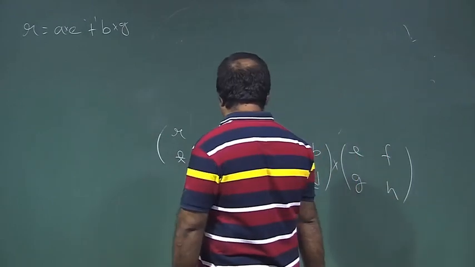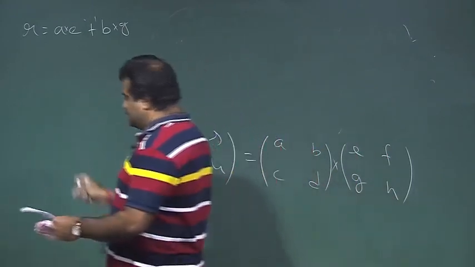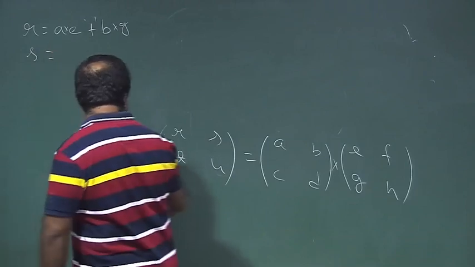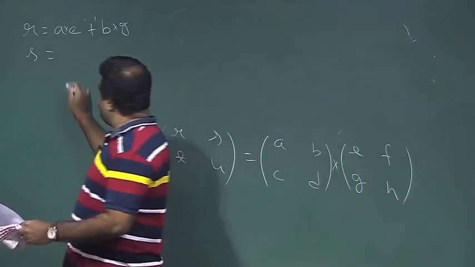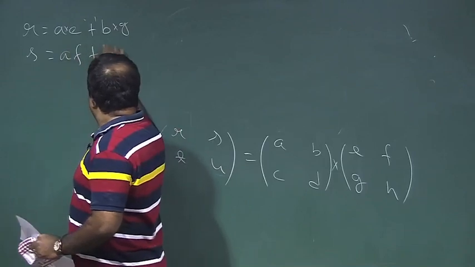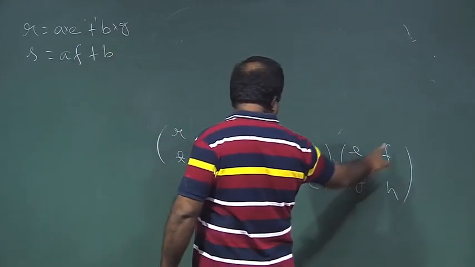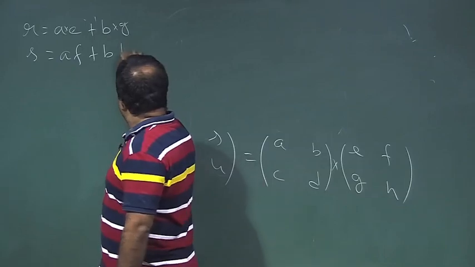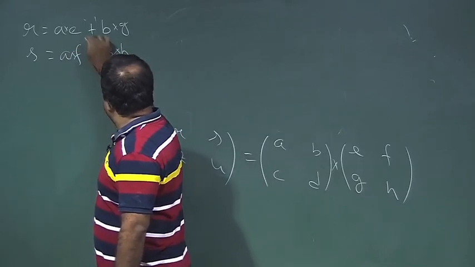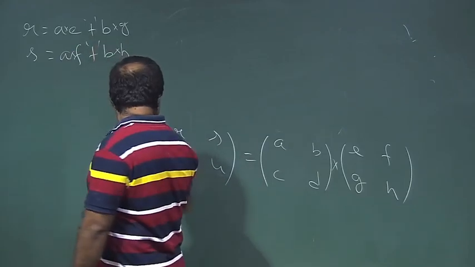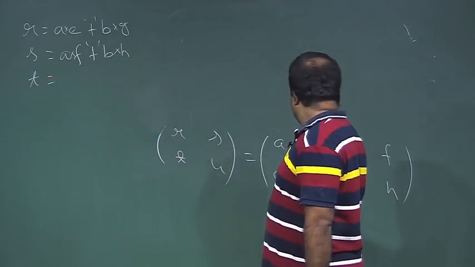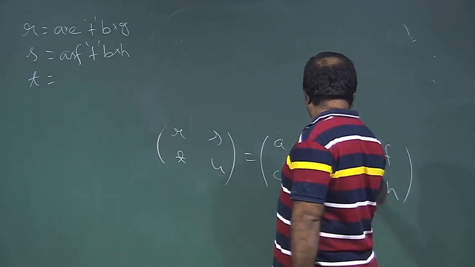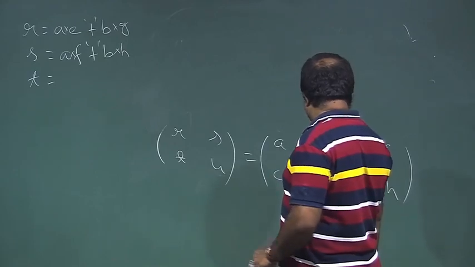Similarly, S is basically this cross this, so S is AF plus BH. These are all matrix multiplications, and these are all matrix additions. T is basically this into this, so CE plus DG.